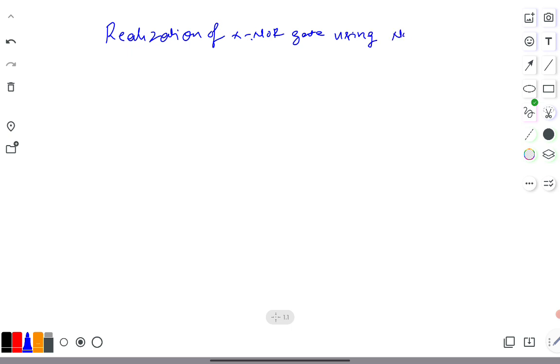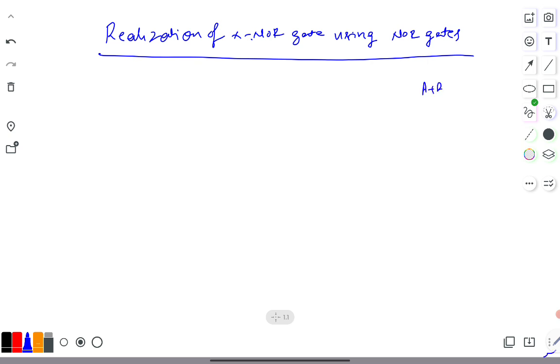Hi all. In this video, let's learn about realization of XNOR gate using only NOR gates. Before we design the XNOR gate using NOR gates, we should know De Morgan's theorem.